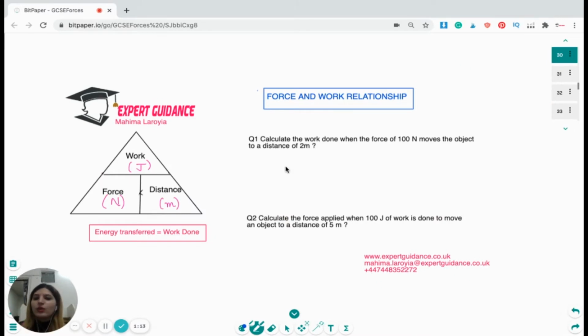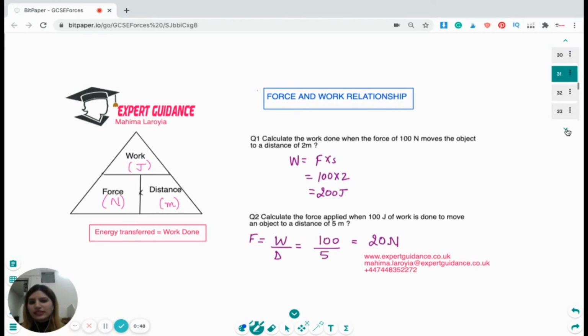Okay, now what is the relationship between work done and force? Work done is force times distance, and work done is also equal to energy transferred. Now there are two questions which you can try. First, calculate the work done when the force is 100 newtons and it moves an object by 2 meters. And in the second case, calculate the force applied when 100 joules of work is done to move a distance of 5 meters. So you can pause the video and try these questions.